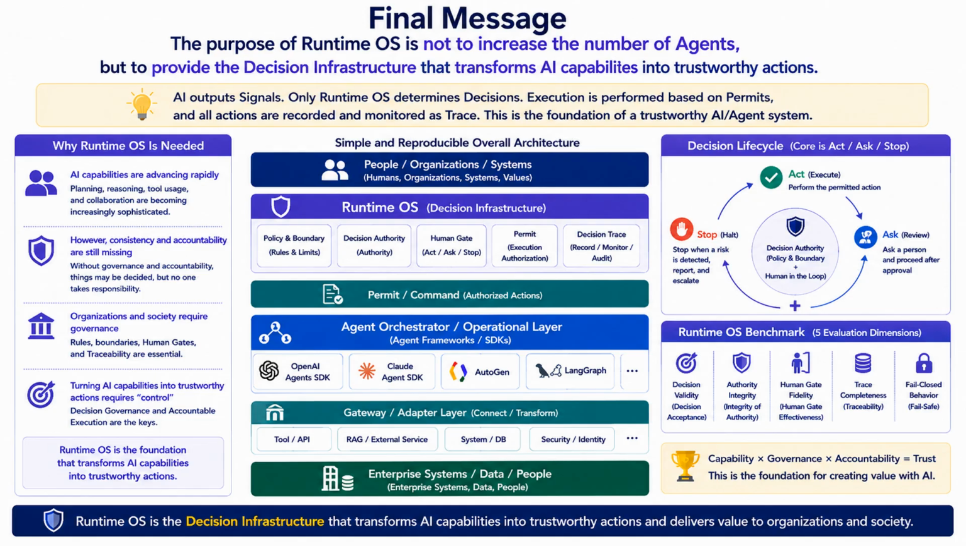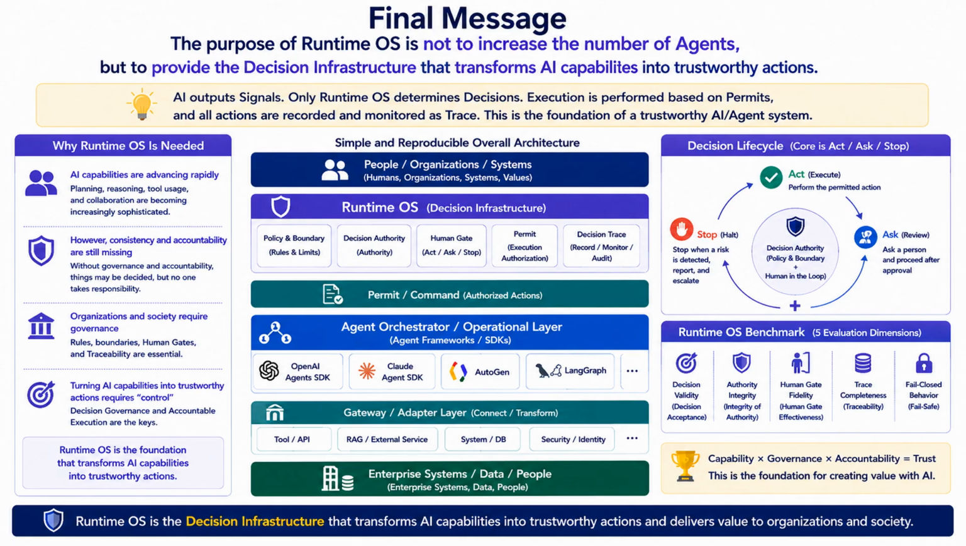As we have seen, the capabilities of AI agents are advancing rapidly. They can reason, plan, use tools, and collaborate with multiple agents to autonomously execute increasingly complex tasks. But as AI becomes more capable, simply asking what can it do is no longer enough. Who finalizes the decision? What is permitted? How far should execution be allowed to go? When should a human be consulted? And who is accountable for the outcome? Unless these questions are clearly answered, we cannot confidently deploy AI capabilities within organizations and society.